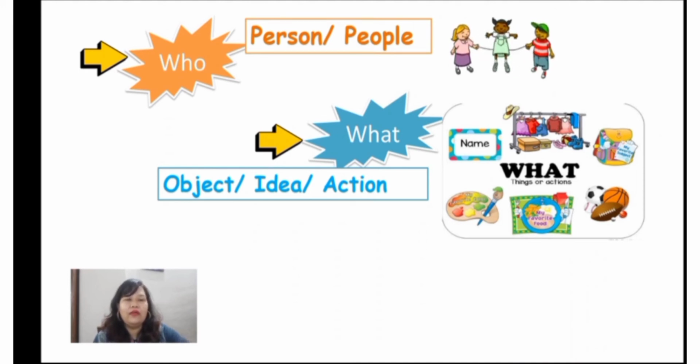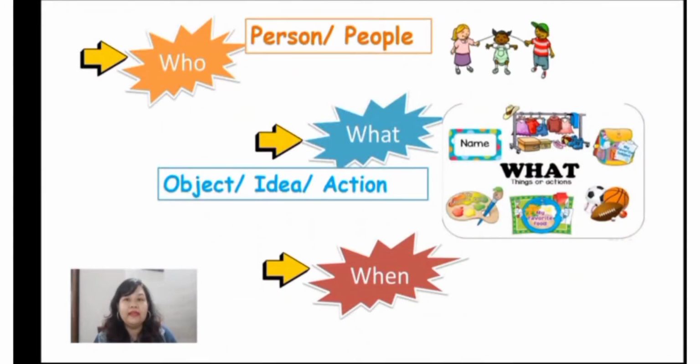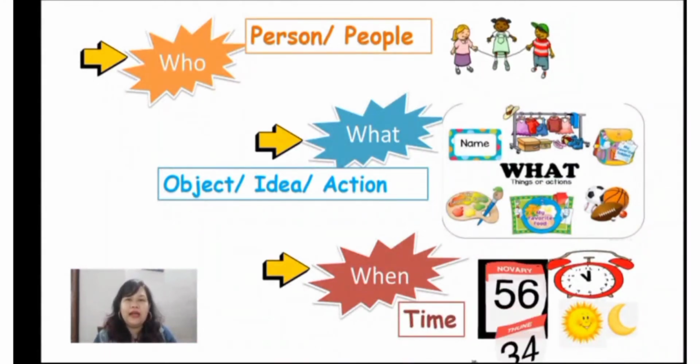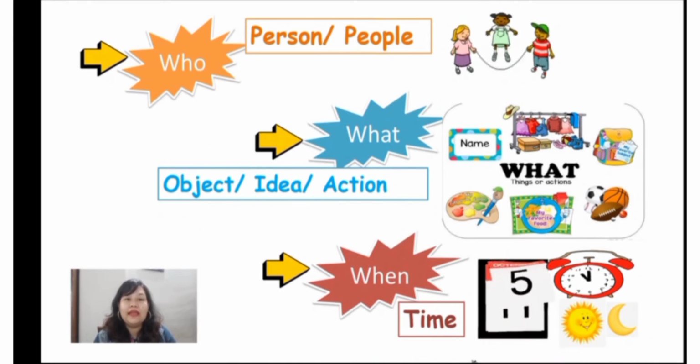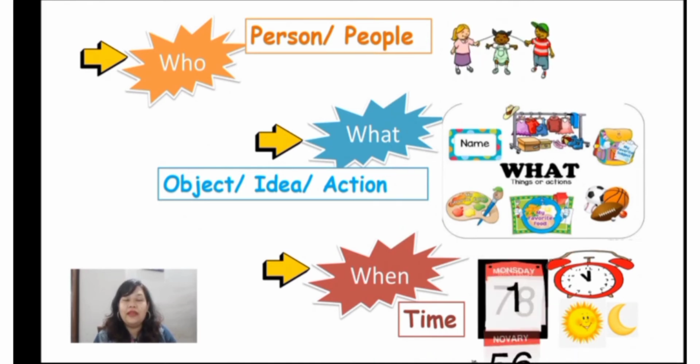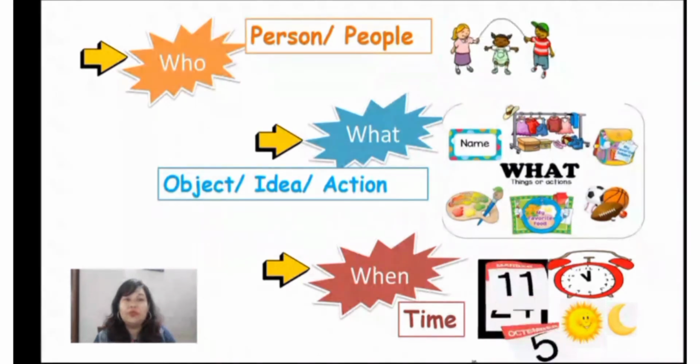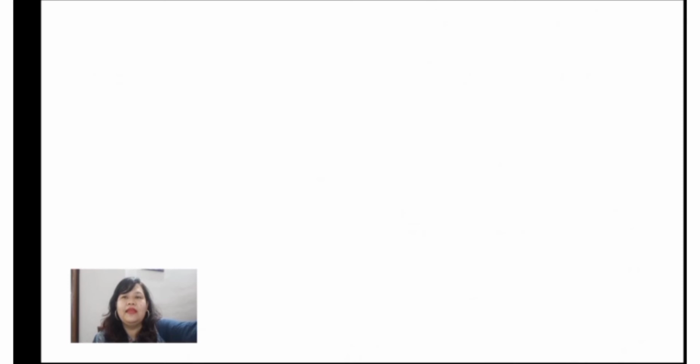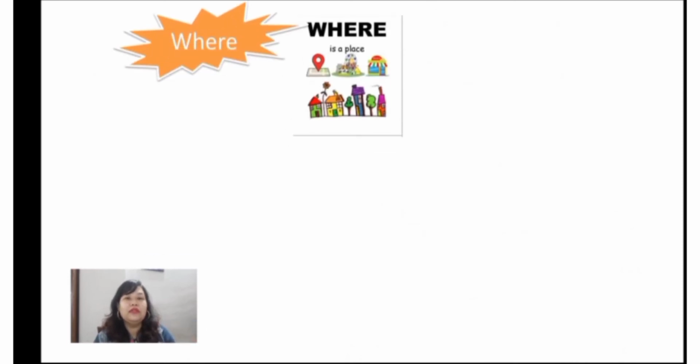Okay, what about when? Well, WH word when is always used to know the time of a particular event. And then we have WH word where. Children, whenever we want to know about the place or location, we always use WH word where.